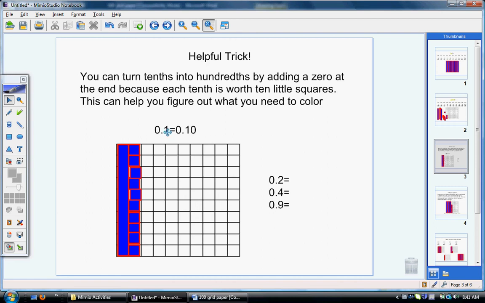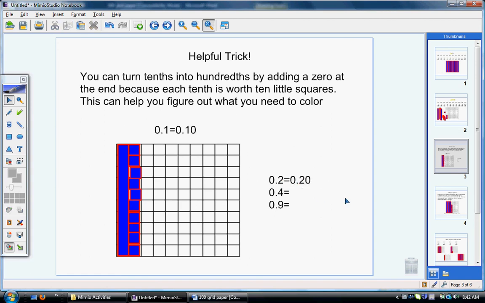That's helpful because if I'm not sure if 1/10 is drawn as one row or as one little square, I can add that 0 on the end, and now I know very clearly that when I have 10 hundredths, I need to color in 10 little squares. So let's practice over here. What is 2/10 worth?